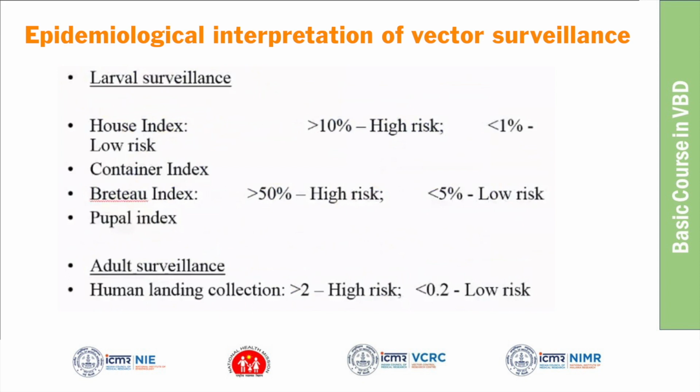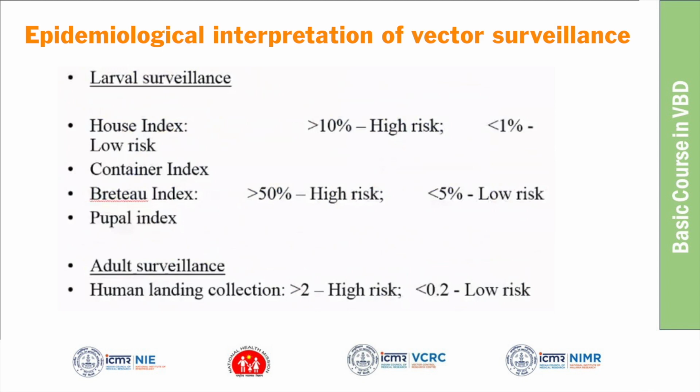Yes. Okay, you can note down house index. Number of houses infested, where infested means number of houses positive for Aedes larvae, divided by number of houses inspected into 100. That is the house index. Then container index: number of containers positive divided by number of containers investigated into 100. That is the container index.